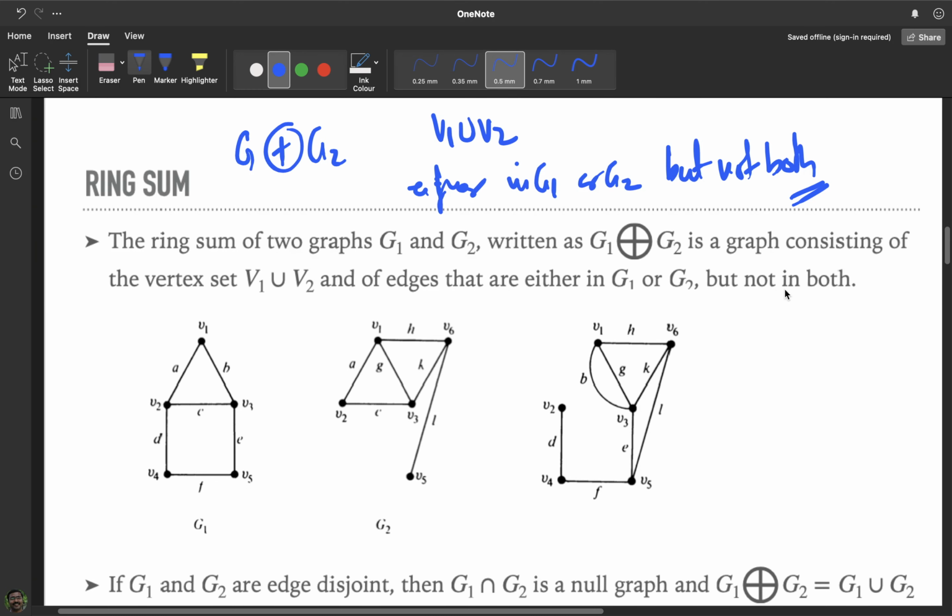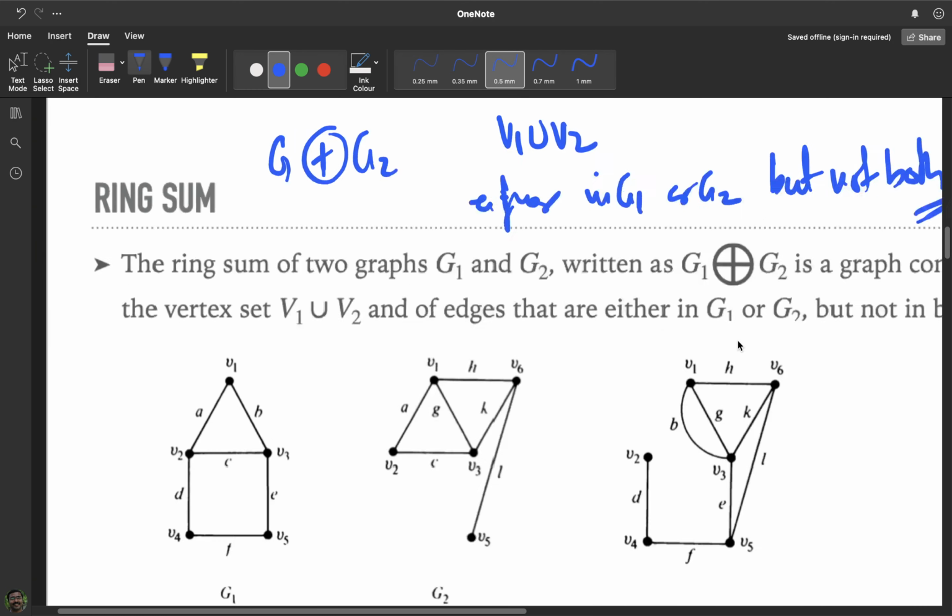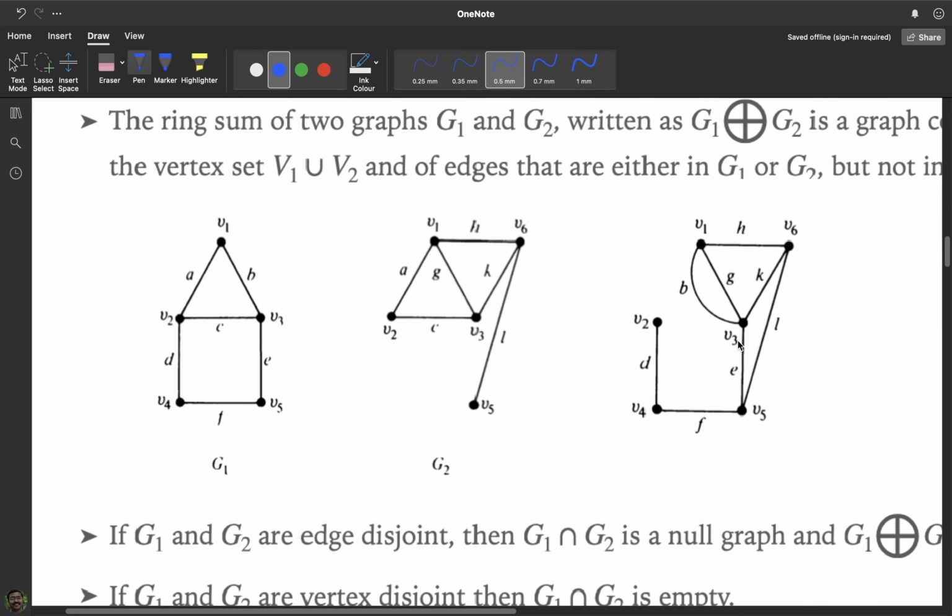Okay, so here G1 and G2 are given to you. Let us look at this diagram. How is this diagram formed? If you look at this edge D here, D was lying only in G1, so D came there. Now if you look at this edge C, C is lying in both G1 and G2, so that is why C is not coming in the ring sum.